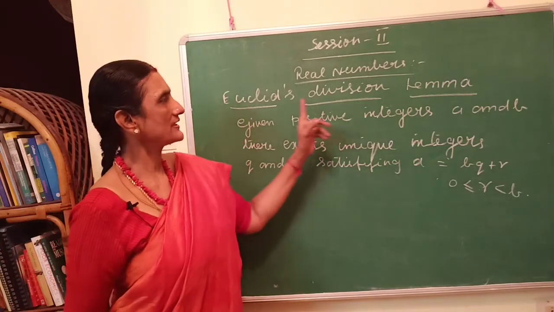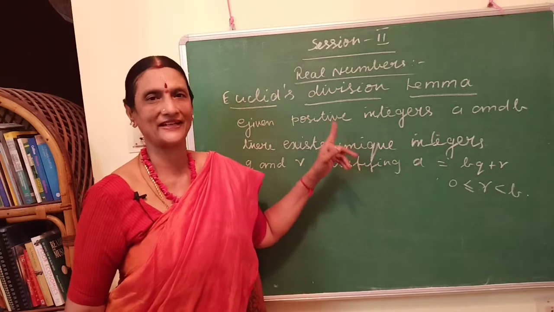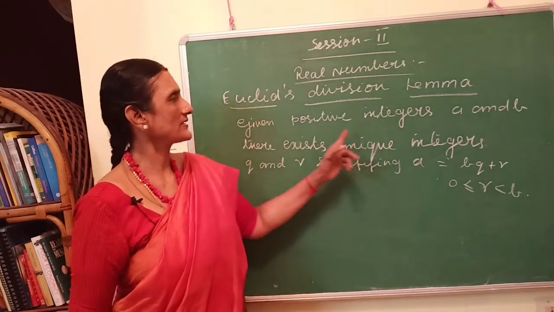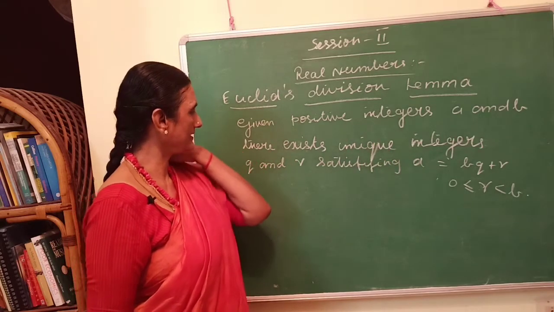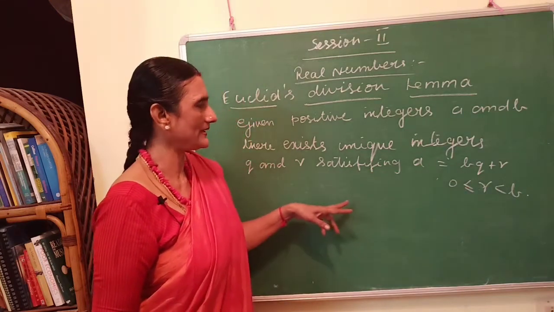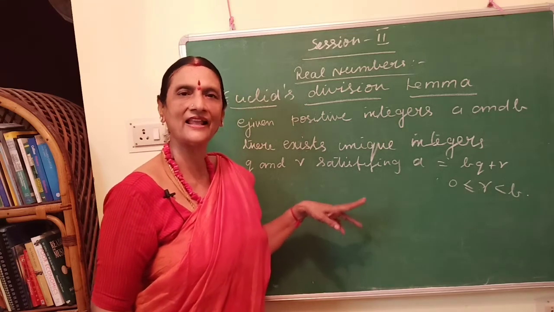Now Euclid's division lemma is written like this. Lemma means statement, a proven statement. It is given like this: given positive integers A and B, there exist unique integers Q and R satisfying A is equal to BQ plus R, where 0 is less than or equal to R is less than B.